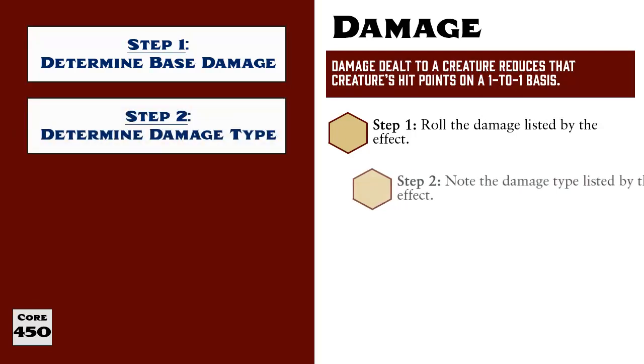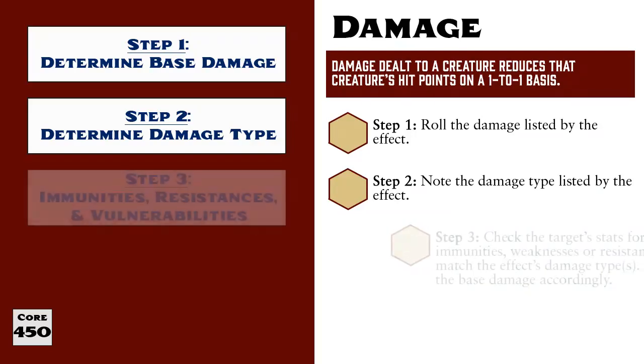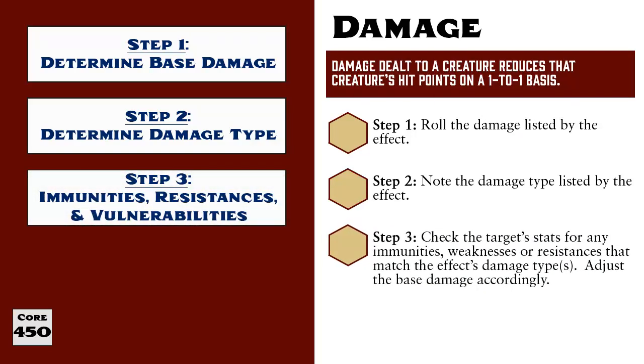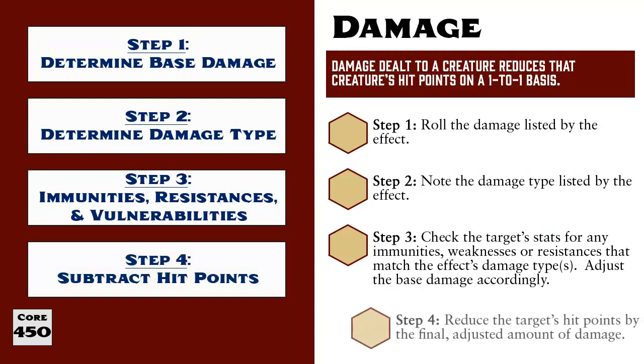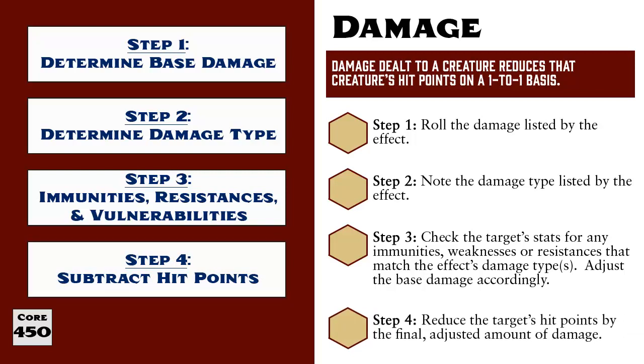Step 2 is determine the damage type. We'll talk about this more in a bit, but there's no such thing as generic damage in Pathfinder. All damage has at least one type. For example, slashing damage or fire damage. This is important to know when you're dealing with Step 3, which is adjust the base damage for any immunities, resistances, or vulnerabilities the target might have. And in Step 4, you apply the damage. Whatever total is remaining at the end of Step 3 is subtracted from the target's current hit points.